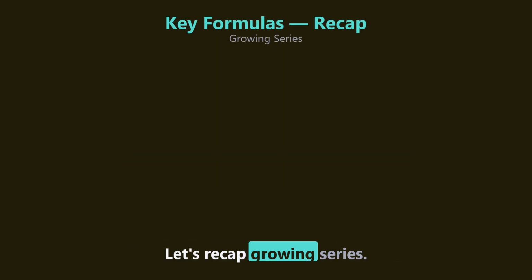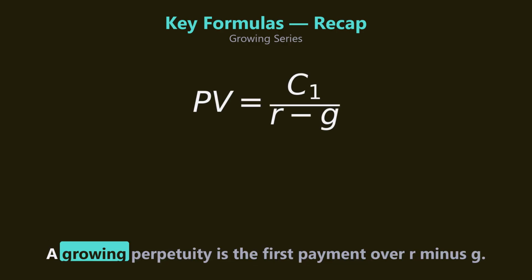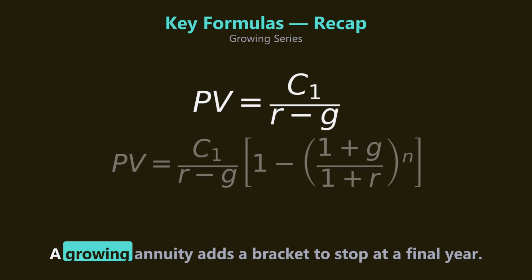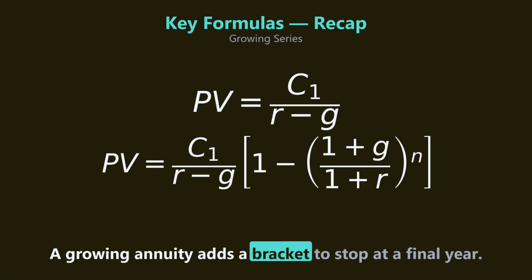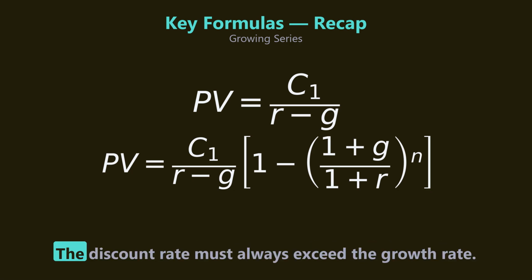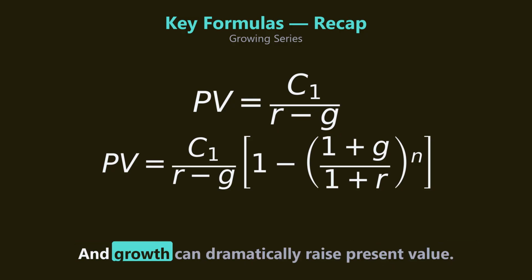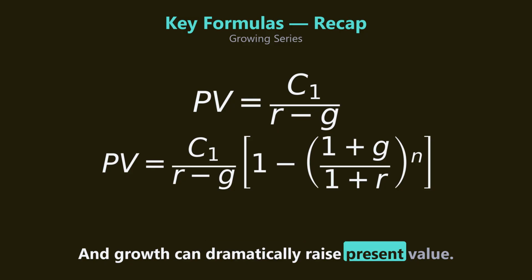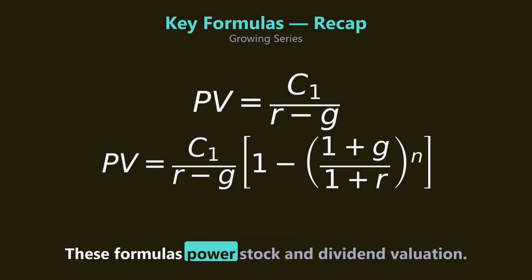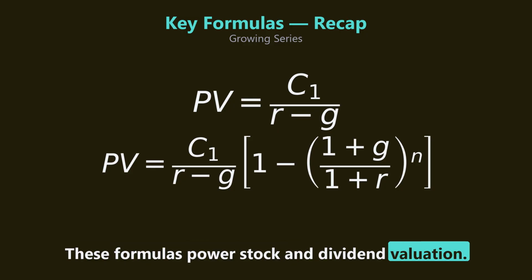Let's recap growing series. A growing perpetuity is the first payment over R minus G. A growing annuity adds a bracket to stop at a final year. The discount rate must always exceed the growth rate. And growth can dramatically raise present value. These formulas power stock and dividend valuation.